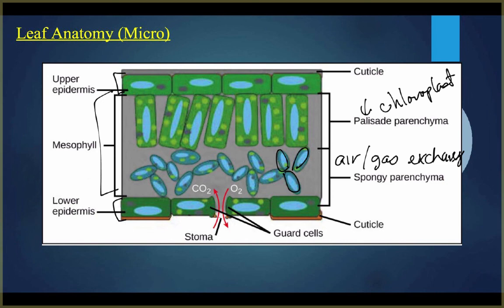Now, in that lower epidermis, you'll notice a few things. You'll notice that they have what's called a stoma. Stomata are cell structures you can find in tree leaves that help exchange carbon dioxide and water between plants and the atmosphere. And what regulates that are those little guys called guard cells. They're really neat.